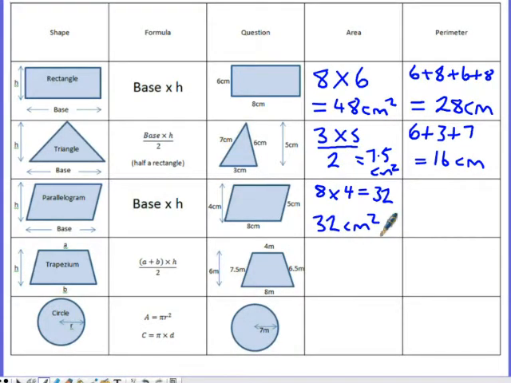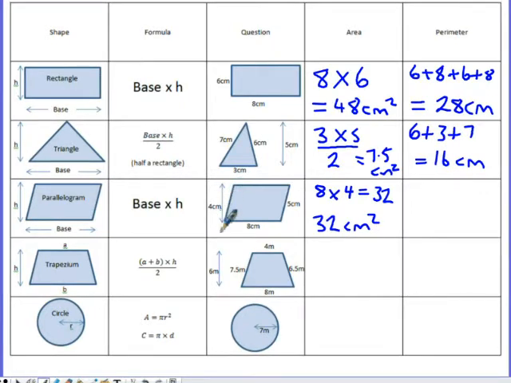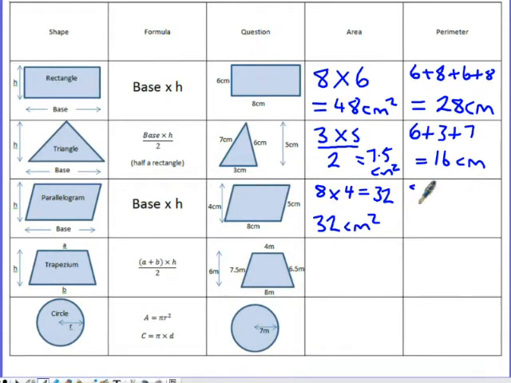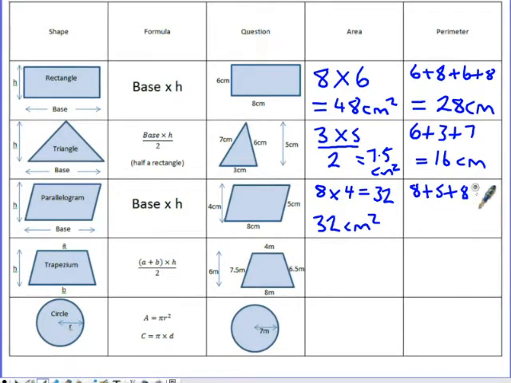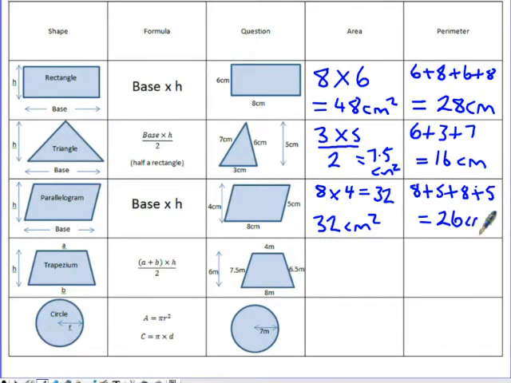The perimeter is the length around the shape. This time the 4 doesn't feature because around the shape is going to be the 8, the 5, the 8 and another 5. If you add them together, I'll give you the perimeter, which is 26, just centimeters.